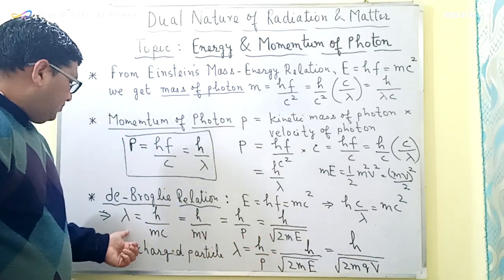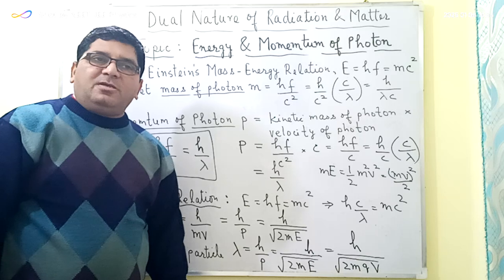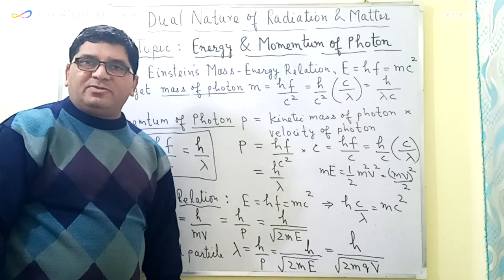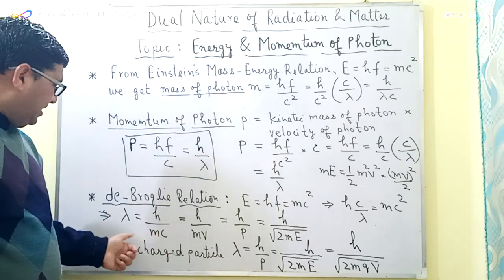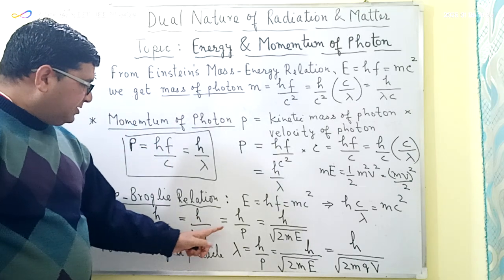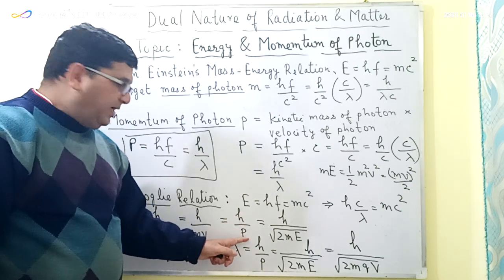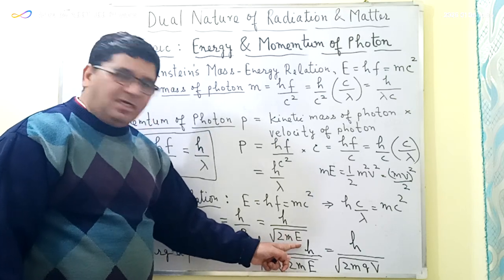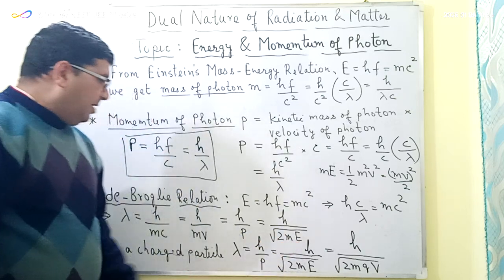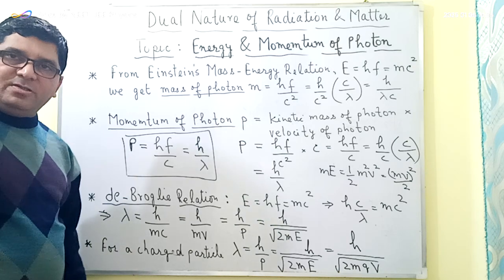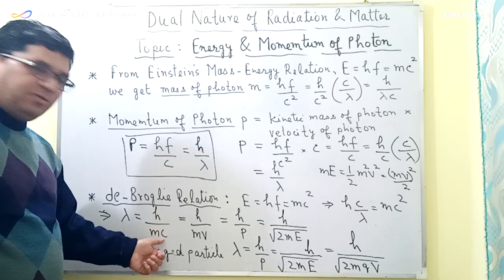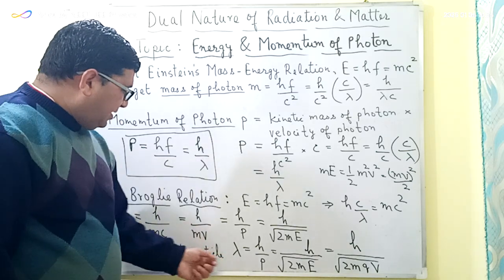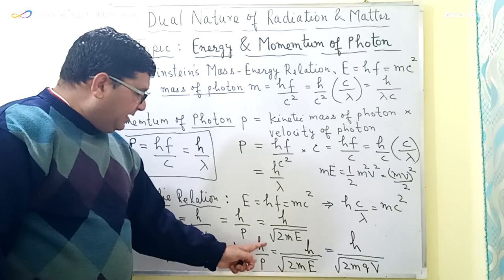So the wavelength of the wave which is associated with the moving particle, which is also called the matter wave or the de Broglie wave, is given by the relation lambda is equal to h upon m into v, and this will be equal to h upon p, where p is the momentum of the moving particle, and this is equal to h upon under root 2mE, where E is the kinetic energy of that moving particle. And the wavelength of the photon will be equal to h upon m into c, where c is the velocity of light in vacuum.